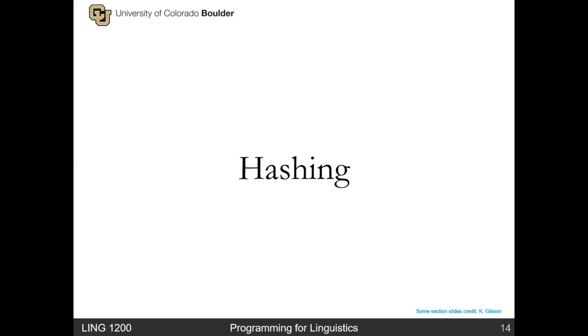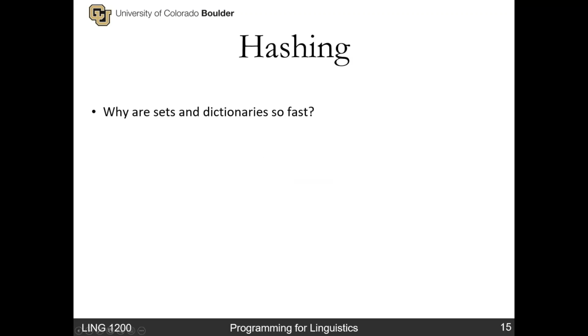What is hashing? Hashing is the reason why sets and dictionaries are so fast when we're searching for an item in them, no matter how big that set or dictionary is, as opposed to lists. Hashing is the reason. So let's talk about hashing here.